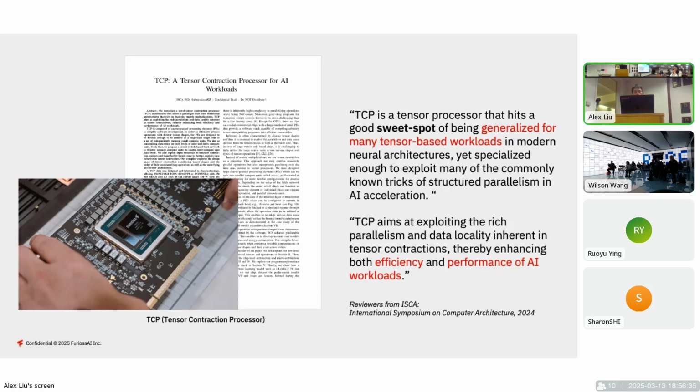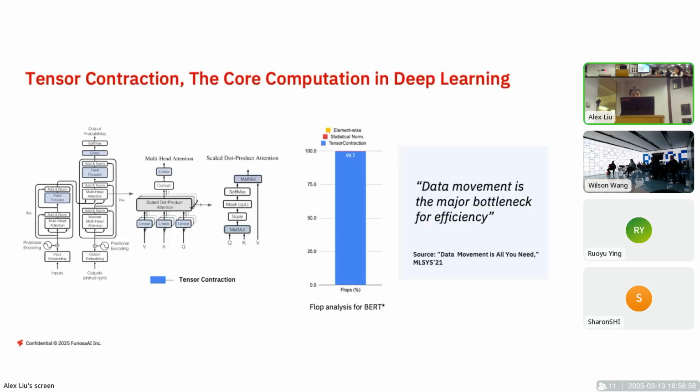So we built this chip, right, general enough to support all the tensor contraction operations, but also with some specialized design to make it more suitable for parallelism and AI acceleration. In that way we can enhance both the efficiency and the performance. And here is some data, right?